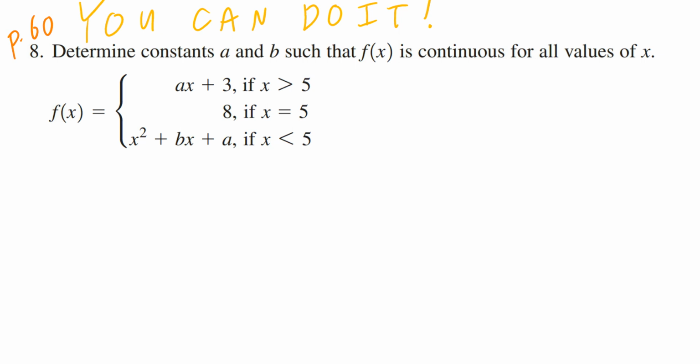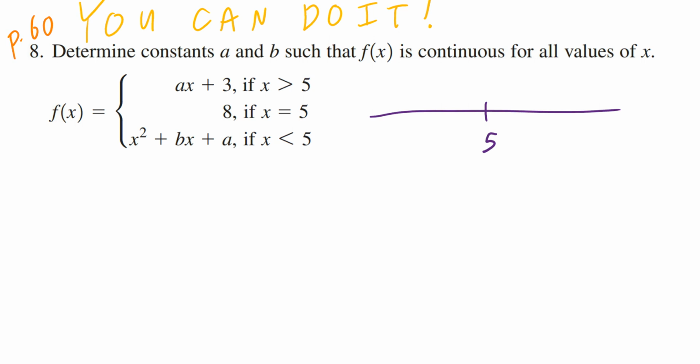Hi everyone, let's take a look at page 60, question number 8. Determine constants a and b such that f of x is continuous for all values of x. So again, by inspection, you can tell this function f of x is a piecewise function. And for this to be continuous, the number that we're thinking about, and again, I'm just drawing a number line, is going to be 5.